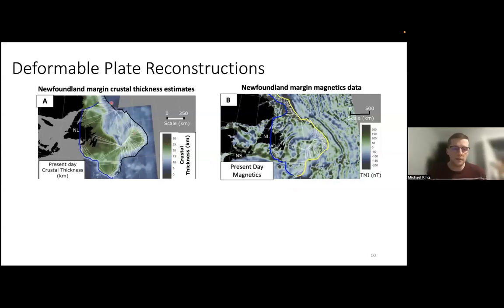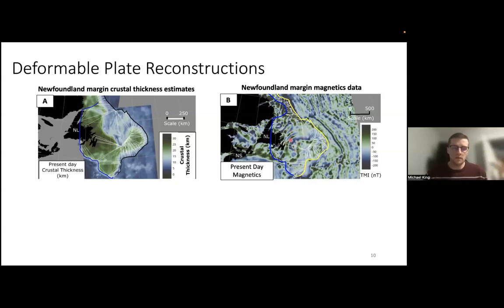Here we have a deformable plate reconstruction along the Newfoundland margin, defined by where I'm pointing my laser pointer here. And we also have crustal thicknesses on the Newfoundland margin on the inside. But one thing I also want to emphasize is that we can also reconstruct other data sets if you wish. So for example, magnetics data throughout the Newfoundland margin here. Again, we have the same deformable network here, except we have magnetics data.